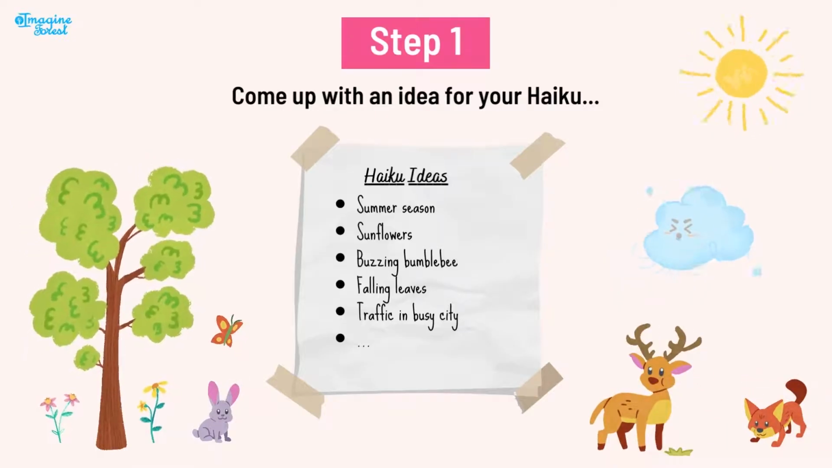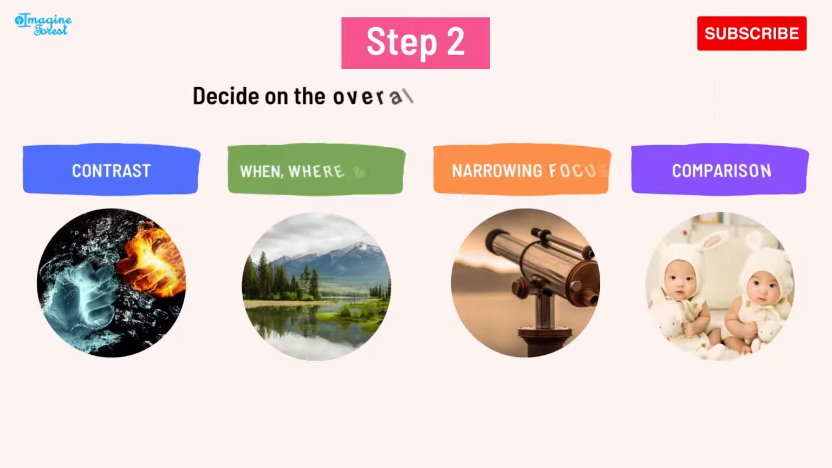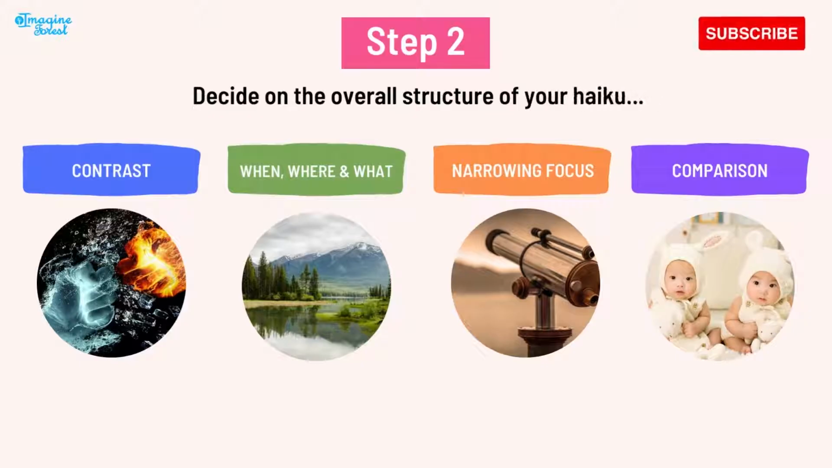Step 2. Decide on the overall structure of your haiku. There are 4 main techniques for structuring haikus. These include the contrast technique, the when, where, and what technique, the narrow and focus technique, and the comparison approach.